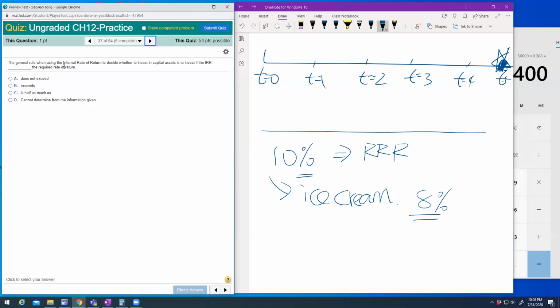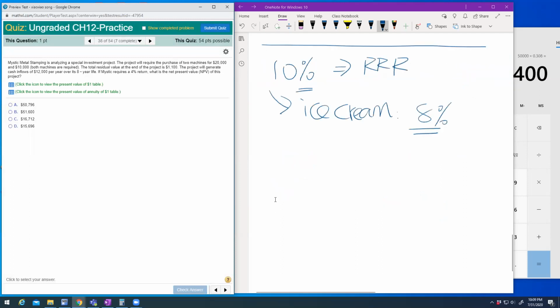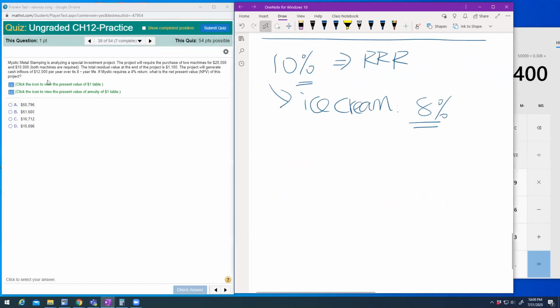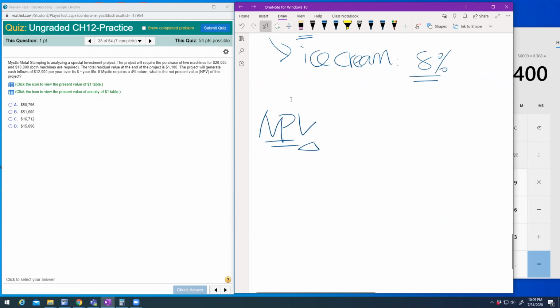Next one. In the general rule, when using IRR to decide whether to invest, the IRR has to exceed or at least be the same as your RRR, right? At least the same or higher. Okay, let's look at this one, asking about net present value. You definitely will have a question. I guarantee you definitely will have a question on the net present value.